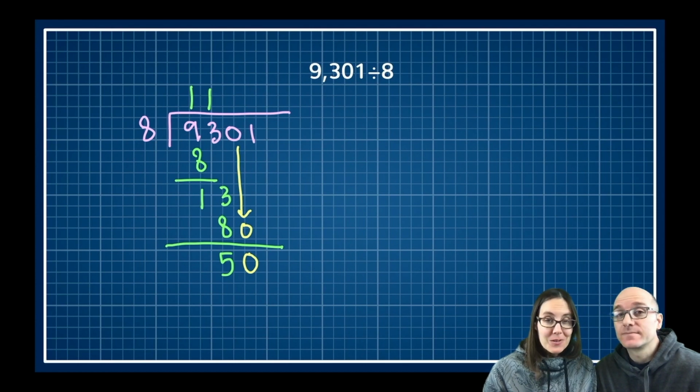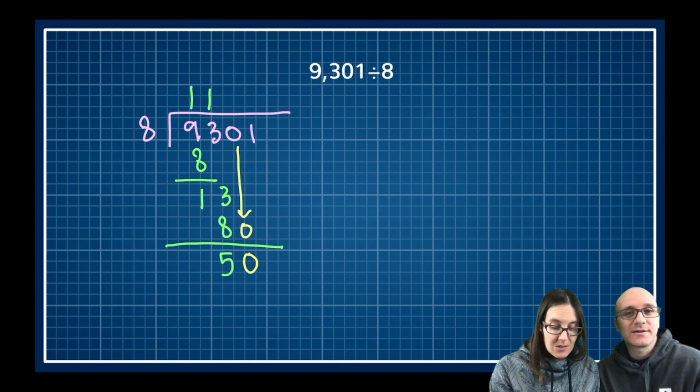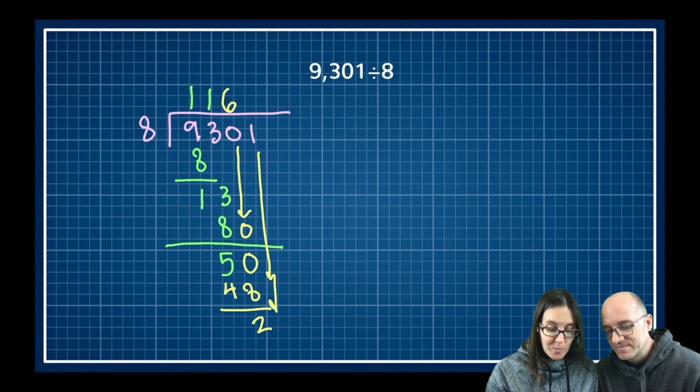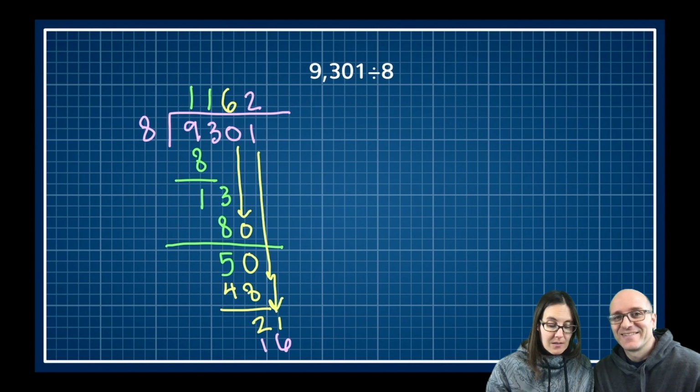And I have a 50. How many times does 8 go into 50? 6 times because 8 times 6 is 48. Good job. So I'm going to write a 6 up here. 6 times 8 is 48. And now I have a 2 left. And I'm going to bring down, all the way down, that 1. 21 is what I have now. How many times does 8 go into 21? Just twice, because 2 times 8 is 16. Nice. And then I almost ran out of room, but 21 minus 16 is 5.